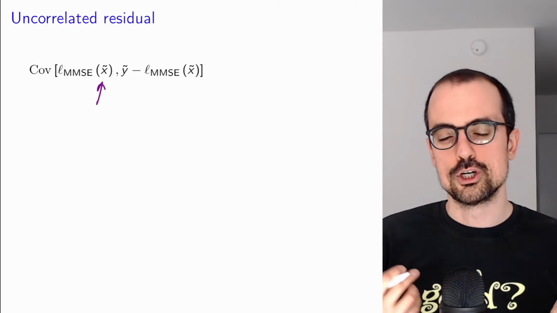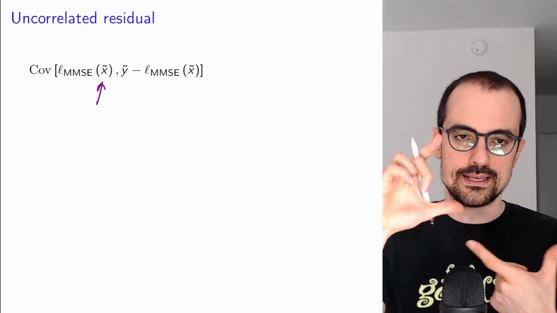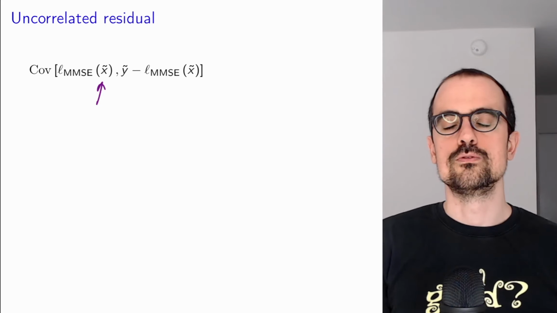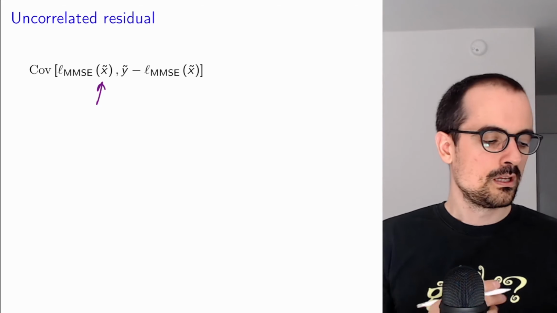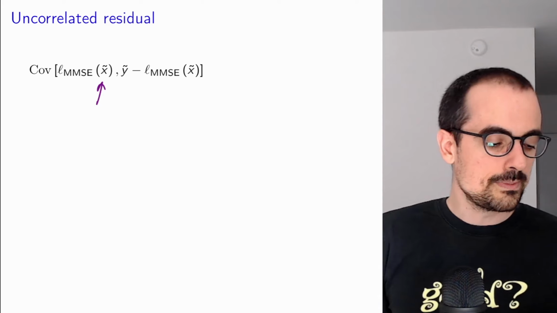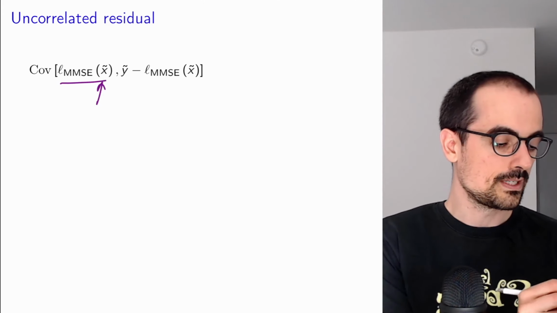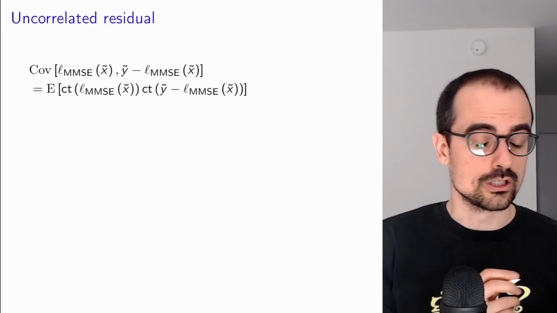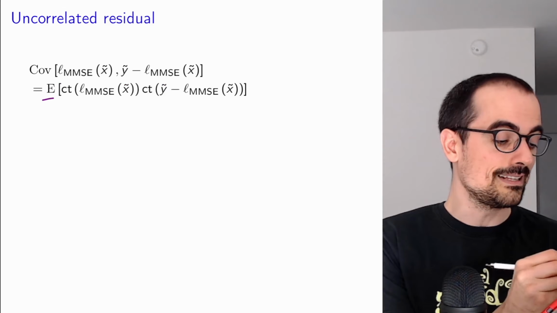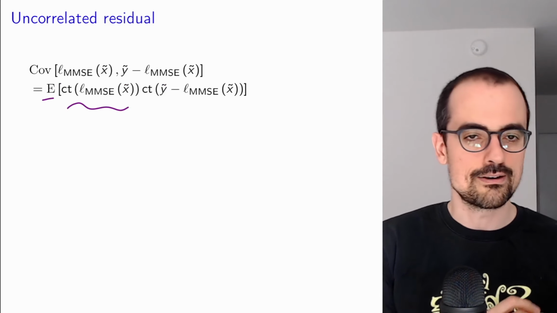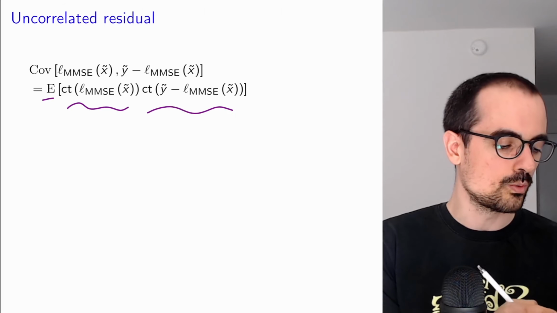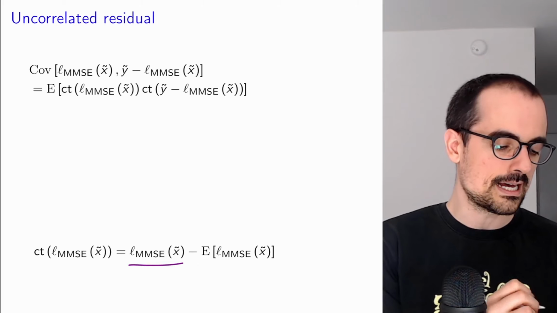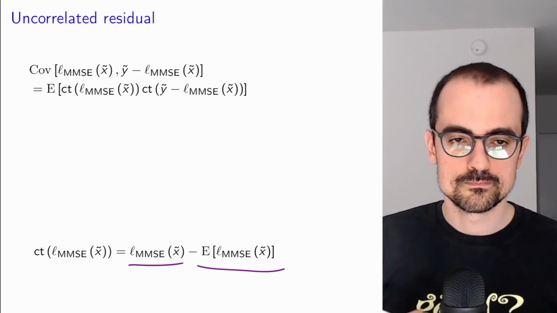You can also go to the geometric intuition about why they have to be orthogonal in this vector space of random variables, but let's just prove it mathematically. Okay, so we want the covariance between the linear estimator and the residual. That's just by definition, the mean of the centered linear estimator times the centered residual. What do we mean by centered linear estimator? We take the linear estimator and we subtract its mean.